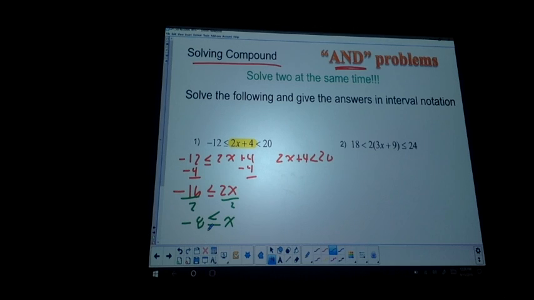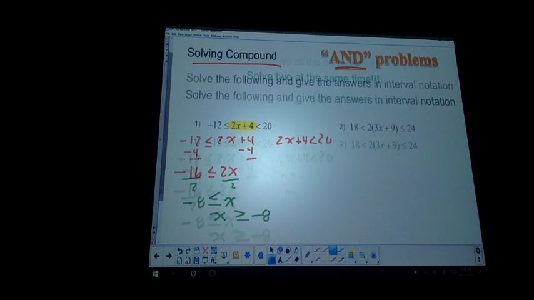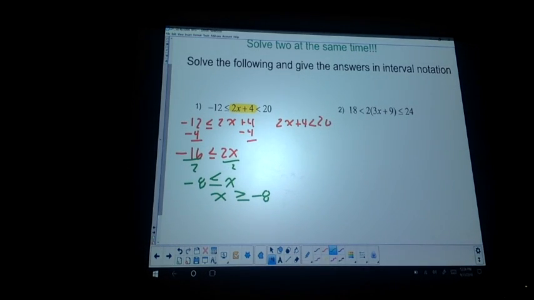Now I don't like it flipped this way, so I'm going to do it this way. Did the sign flip over because I multiplied or divided by a negative number? Did the whole thing flip over because I multiplied by negative? No. Okay? Now I'm going to do my second problem. Same thing, subtract 4. I get 2x is less than 16. Divide by 2, divide by 2.